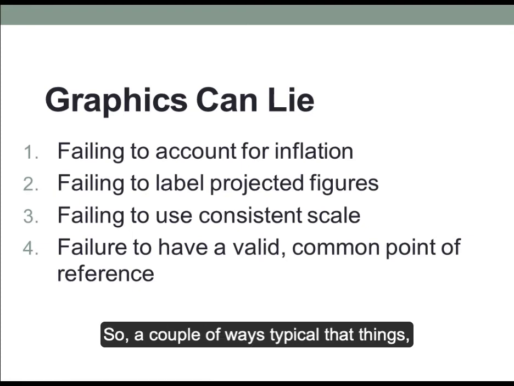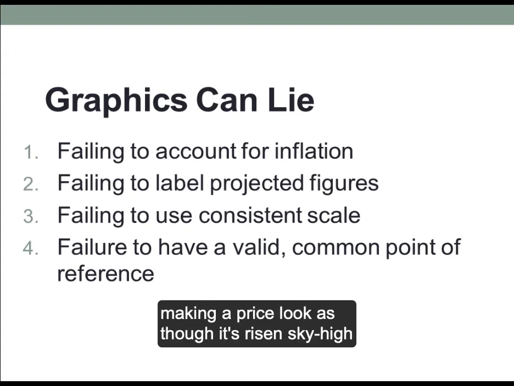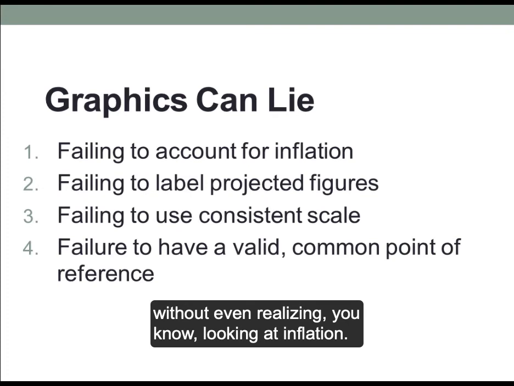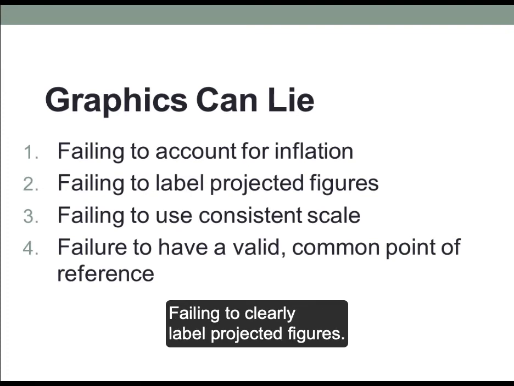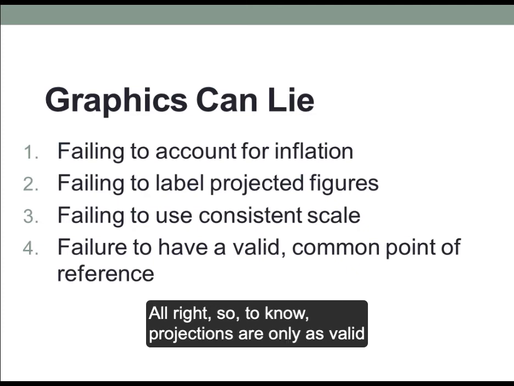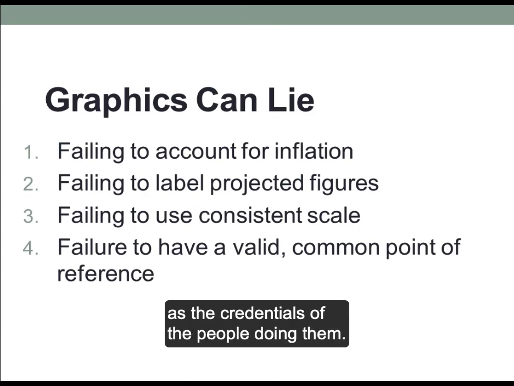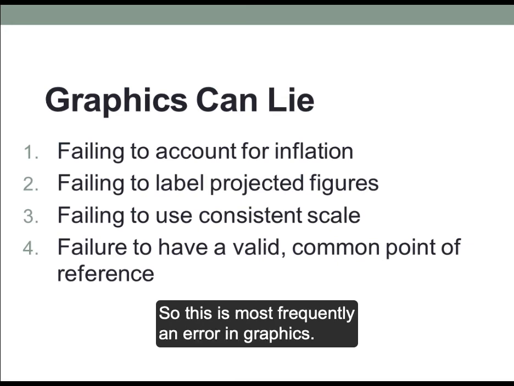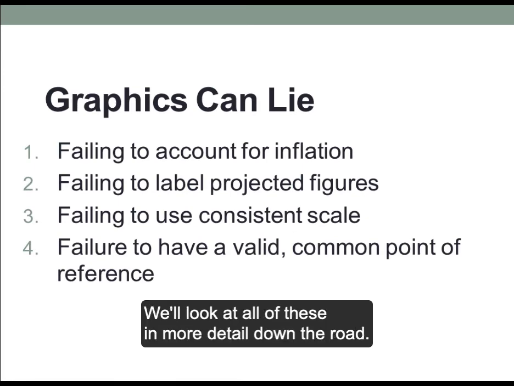Okay, so there are a couple of typical ways we can change how things look. Failing to account for inflation, making a price look as though it's risen sky high without looking at inflation. Failing to clearly label projected figures. Projections are only as valid as the credentials of the people doing them, so this is most frequently an error in graphics. Failing to use a consistent scale. We'll look at all of these in more detail down the road.